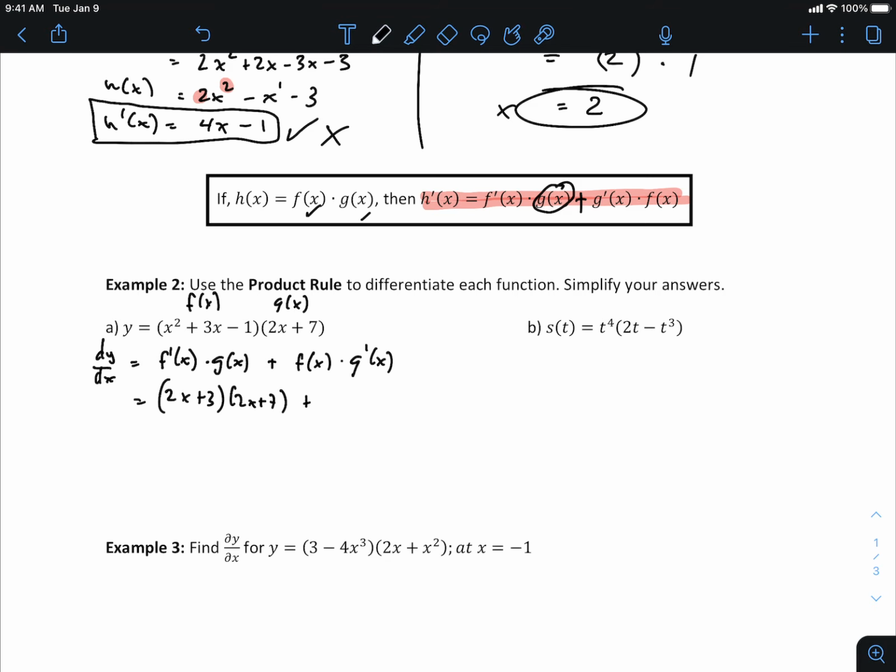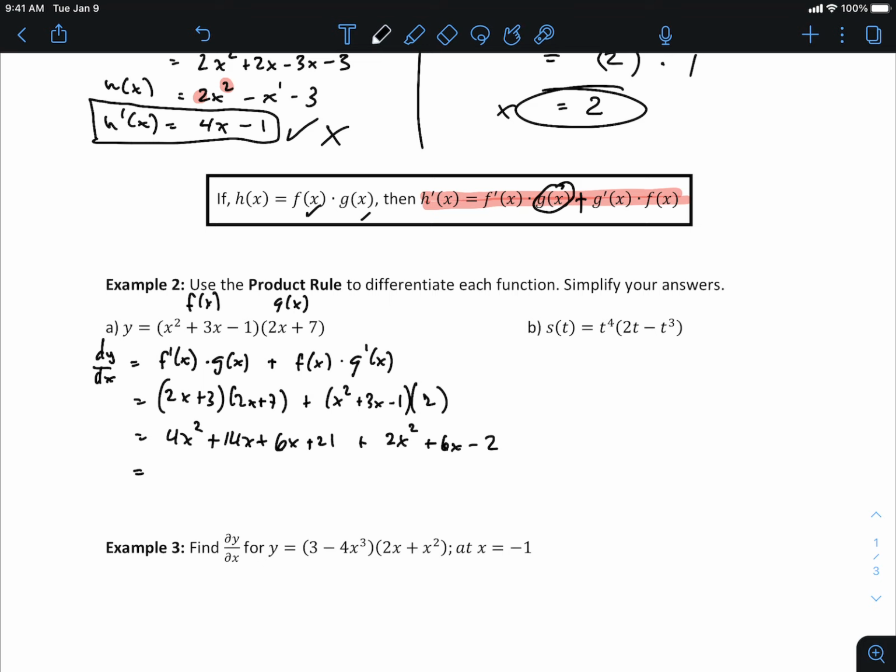Plus, we could say, okay, well, f of x, the original f of x function is x squared plus 3x minus 1. And multiply that against g prime of x. Well, that's going to be 2. So we can do the expansion work now. We're going to say 4x squared plus 14x plus 6x plus 21 plus 2x squared plus 6x minus 2. Okay, clean up all the terms.